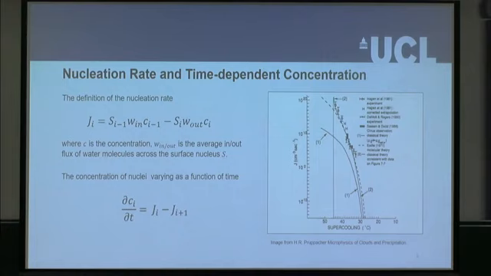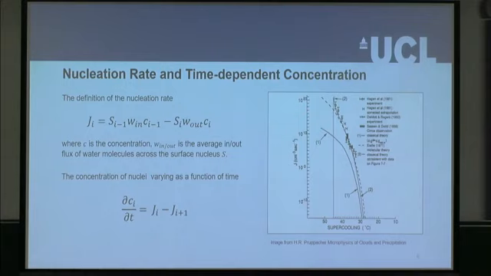So basically, we want the net amount of ice nuclei that jump from the I-1 state to the I state, minus the amount of nuclei that jump down from the I state to the I-1 state. And the probability of this jump occurring is proportional to the average number of molecules W that cross the interface at any given time.